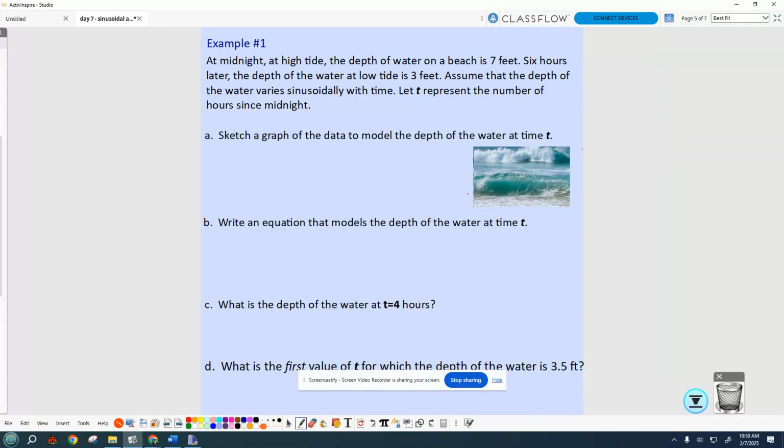Should we make the time by like 6s? Oh, maybe 3. You can do it. Yeah, because it takes forever.